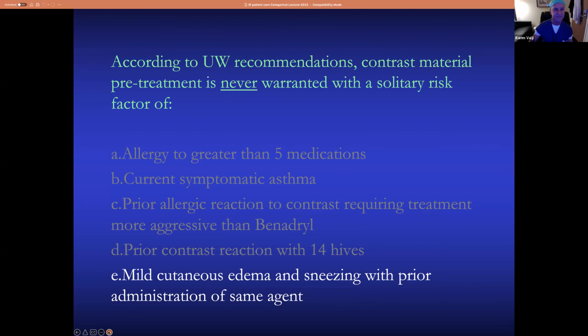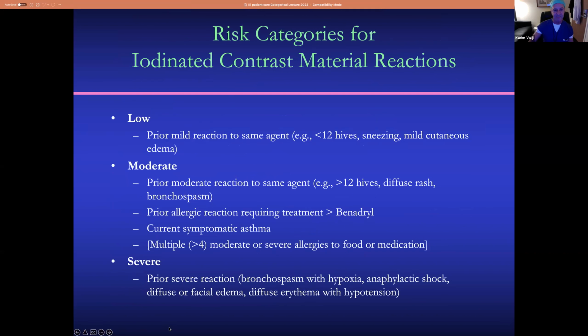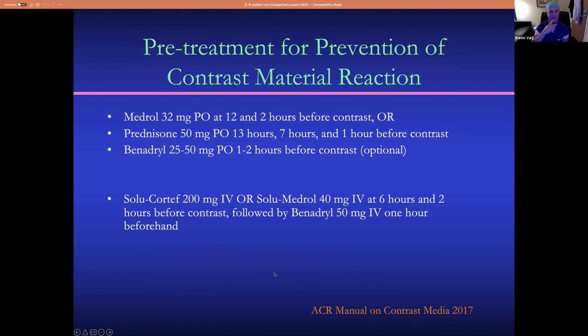So contrast reactions. This is something you obviously are learning from CT, from body imaging rotations and so on, as much as from us. So I won't spend a lot of time. Obviously, you know about the various risk categories. And again, this schema has been set up by the UW contrast reaction group, and that has changed over the years. So I would check for the most recent set of guidelines, but we do have a pretty standard way of categorizing, classifying them. And based on that, we decide if we want to do pre-treatment.